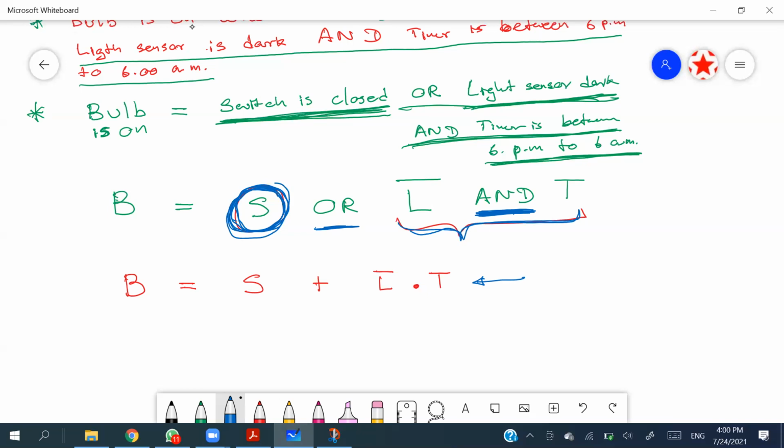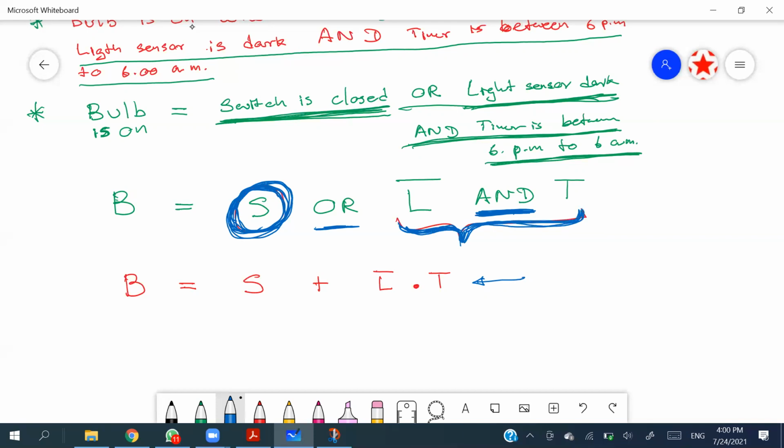Right? So the switch is manually closed, at that time the bulb turns on. Otherwise, when it is dark, the light sensor indicates dark and the time is in between 6 pm and 6 am, then it turns on.